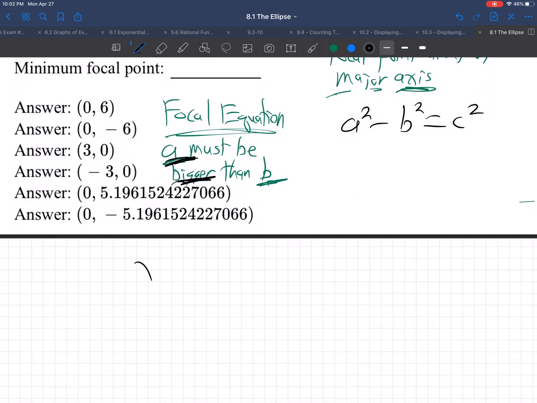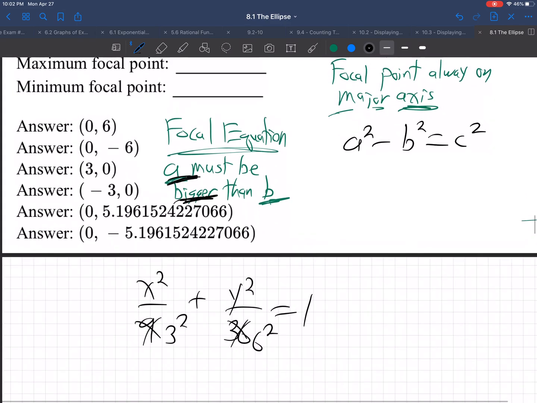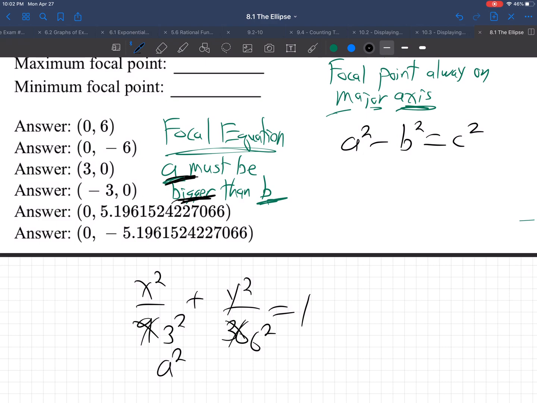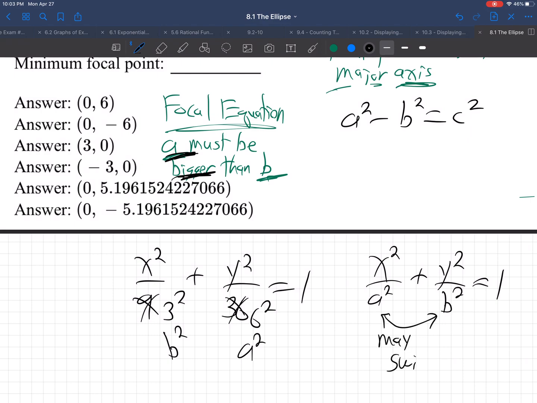Let me bring our equation down here. X squared plus y squared, it was 9 and 36. Actually, we wrote it as 3 squared and 6 squared. So in the general form of an ellipse equation, this is a squared. Well, actually, it's the other way around, isn't it? This is going to be b squared, and this is going to be a squared. The general form is like this, but they may switch. A and B can switch.